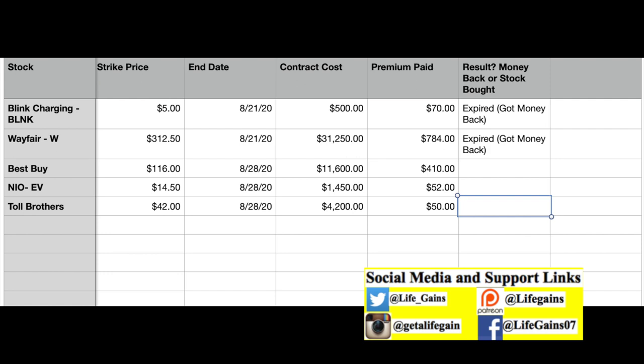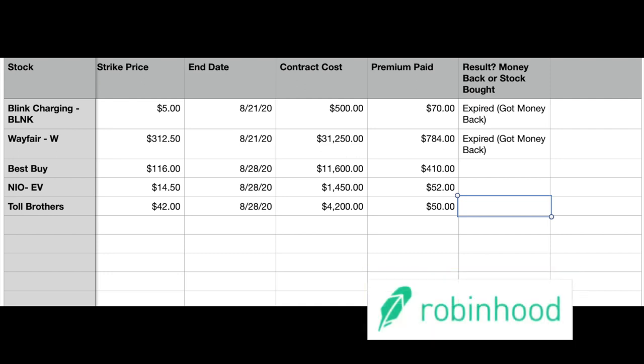Up there, I did Blink Charging, and you guys saw me do Wayfair. I earned $784 on Wayfair, and I got $70 on Blink. Both of those contracts expired, meaning that I got the premium, which is the $784 and the $70, and I got my money back. And so this week, I'm doing Best Buy, Neo, and Toll Brothers.